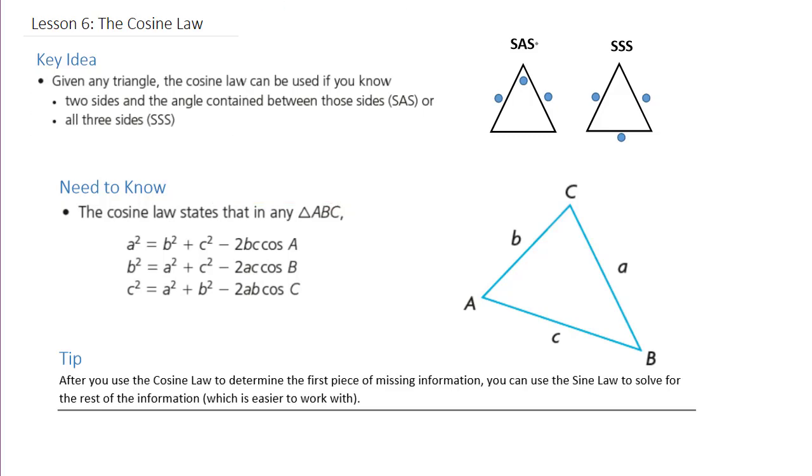So look here, in both these scenarios, side angle side or all three sides, I don't have an angle and a side across from each other. In this case I have this angle but I don't have the side across from it, so that's not going to work. And in this one, none of these know the angles, so none of them have the angle across from it, so none of them are going to work. Those are the scenarios where we have no choice and we have to use cosine law.